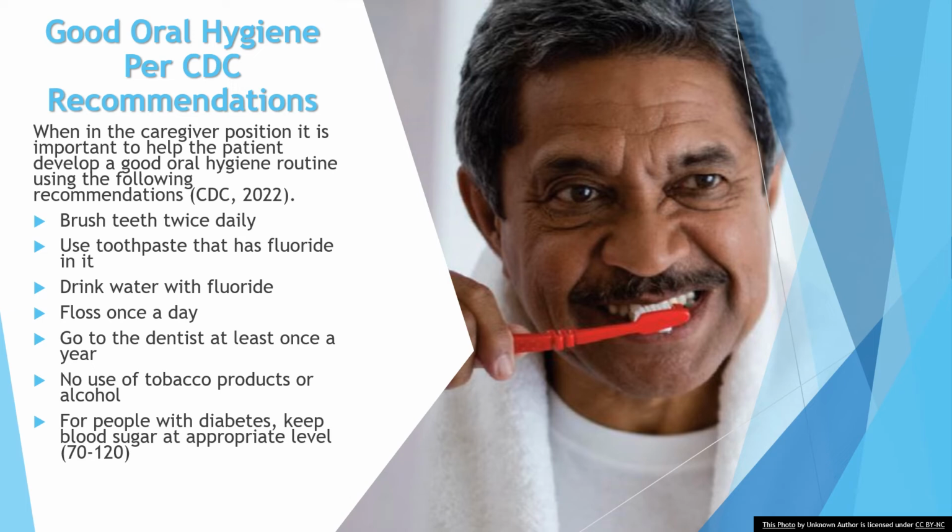The CDC's recommendations include, but are not limited to, brushing the teeth twice daily, using toothpaste that has fluoride in it, drinking water with fluoride, flossing daily, seeing a dentist at least annually, no use of tobacco products or alcohol, and for people with diabetes, keeping the blood sugar at an appropriate level between 70 and 120.